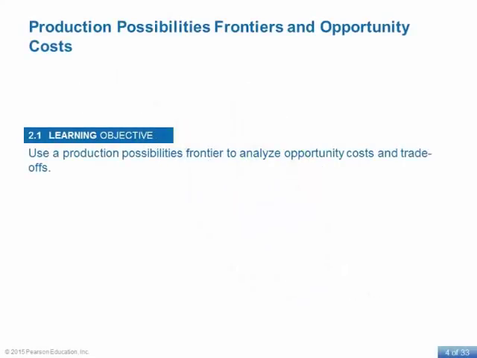Learning Objective 2.1 asks you to be very comfortable with something called the production possibilities frontier and opportunity costs. As we'll see, we're going to use the production possibilities frontier to analyze opportunity costs and trade-offs faced by an economy. The production possibilities frontier is a curve showing the maximum attainable combinations of two products that may be produced with available resources and current technology.